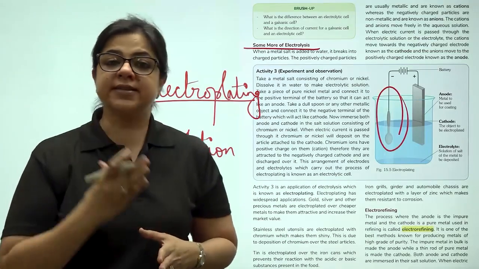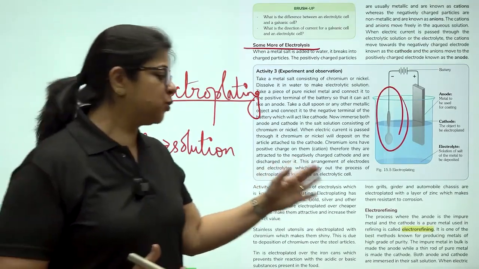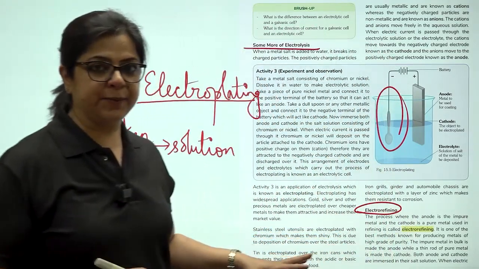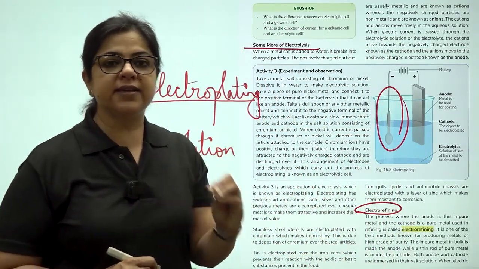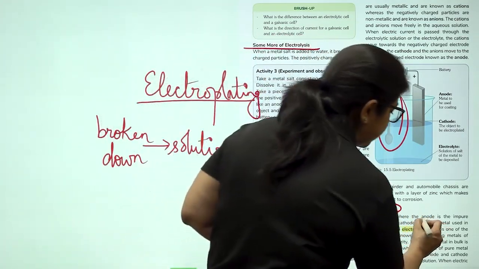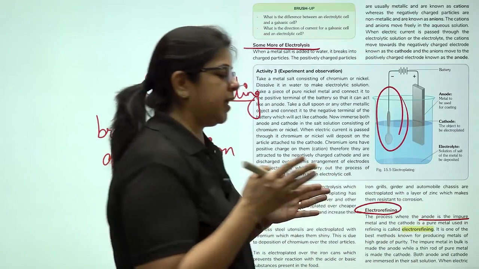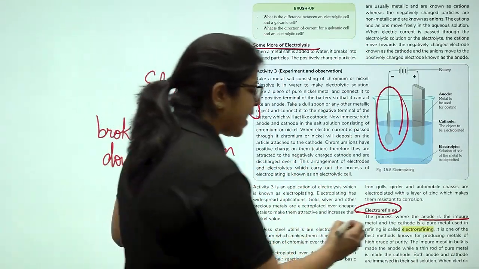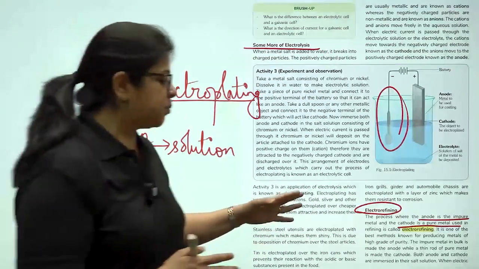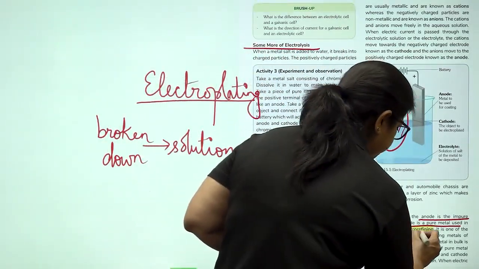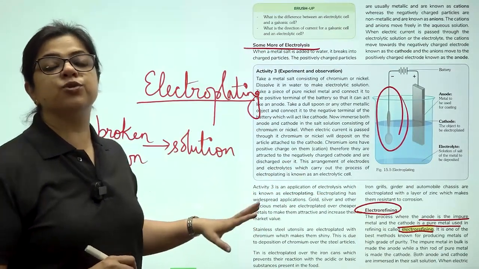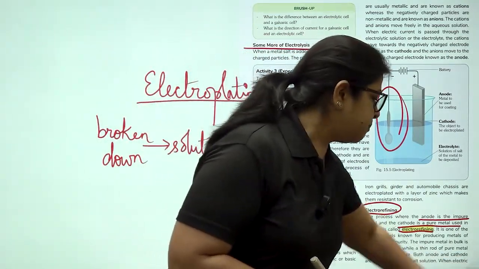Once again, using the same principle, we come to another process which is called electro-refining. Let us read from the book and understand what electro-refining is. It says, the process where the anode is impure metal and the cathode is a pure metal is used in the process of electro-refining. This method is essentially used for obtaining pure metals.